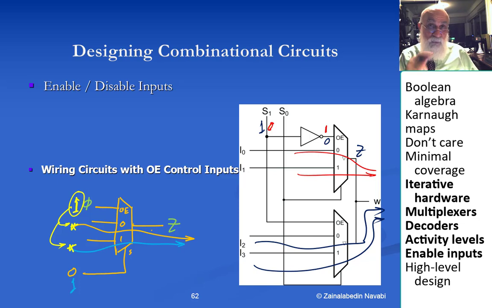Tri-state gates are always shown by a triangle on their output, as you are seeing in this situation here. Okay.